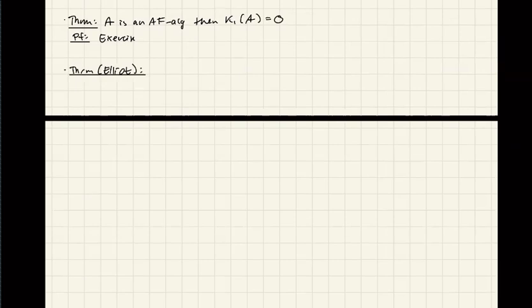So let's say that A and B are unital AF algebras. These are isomorphic as C-star algebras if and only if the triples, I'll explain a little bit about what these are.